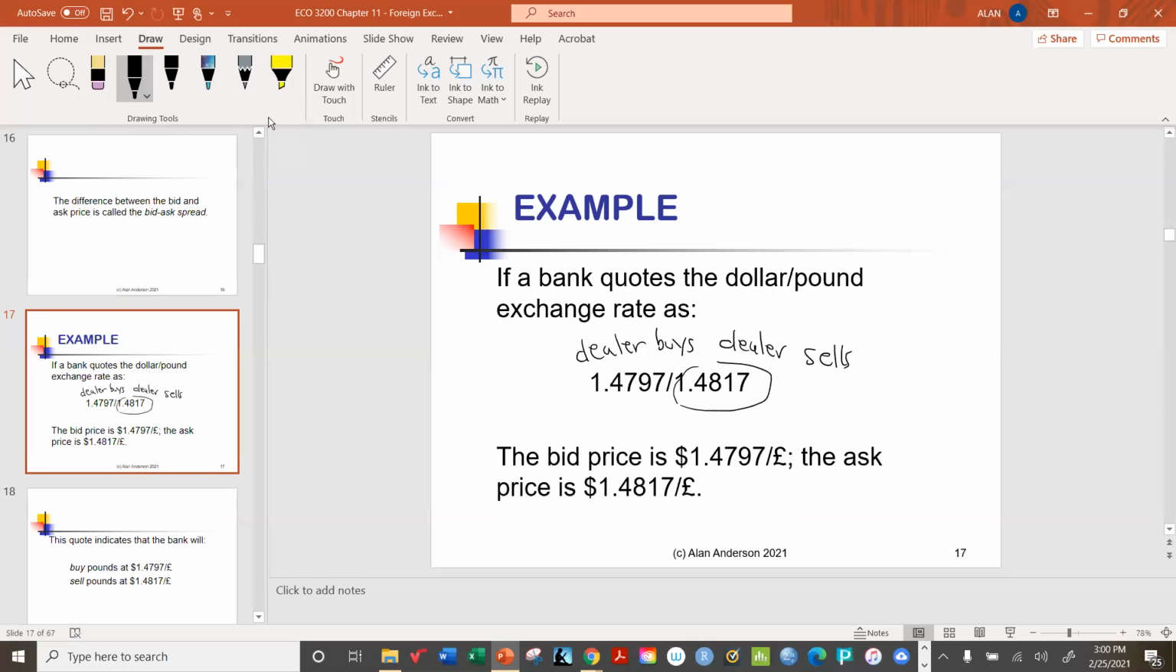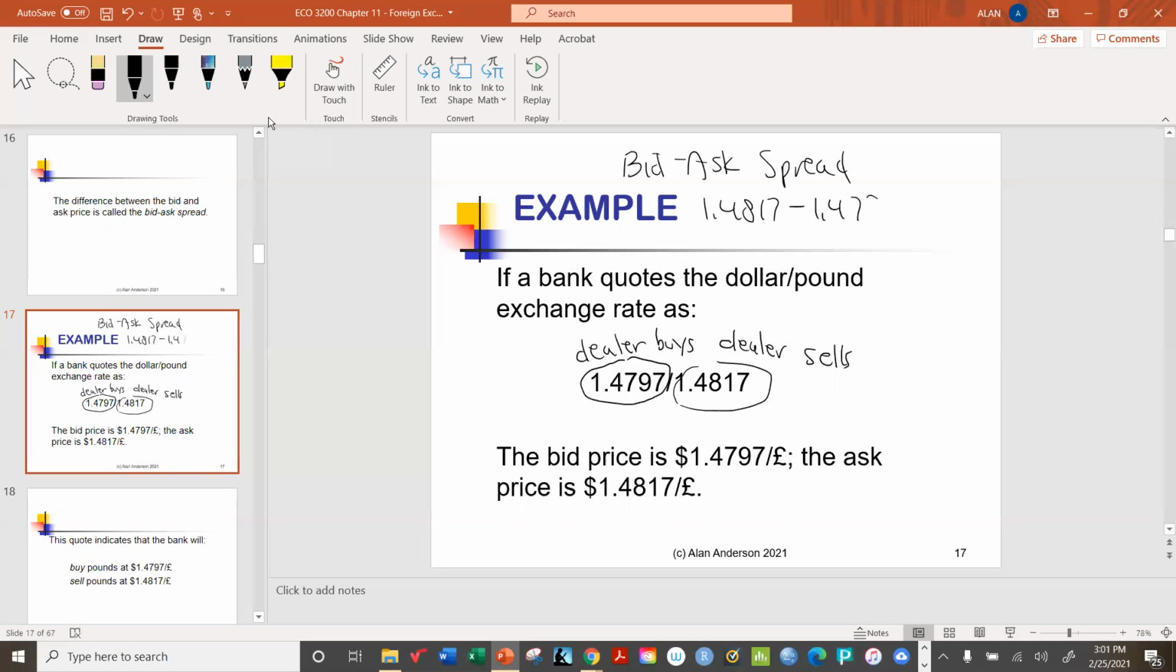And when you get back from London and you try to trade your pounds back to the dealer, they'll give you less money than you paid for it. So the difference between the two is referred to as the bid-ask spread. And this is where their money comes from. I mean, that's how they make a living.